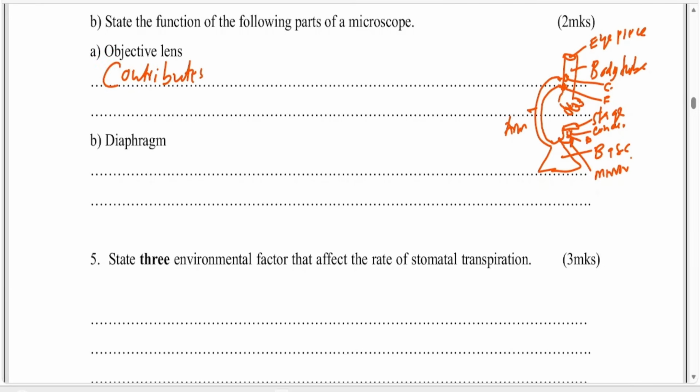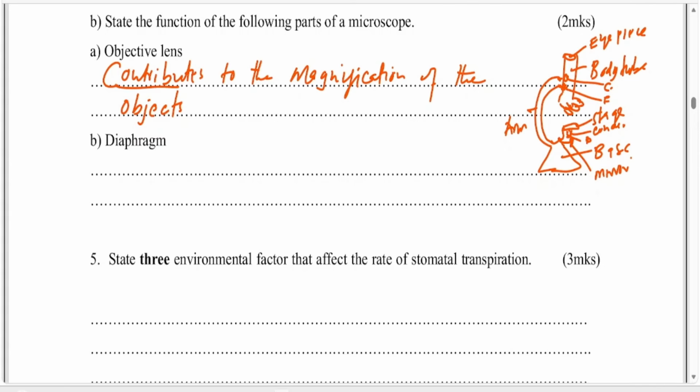Contributes to the magnification of the object. When I say it contributes, it means that it does not work alone. It works together with the eyepiece lens to bring about the total magnification. So it contributes to the total magnification of the object.